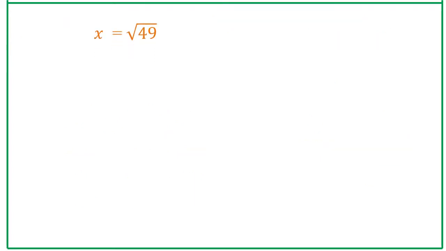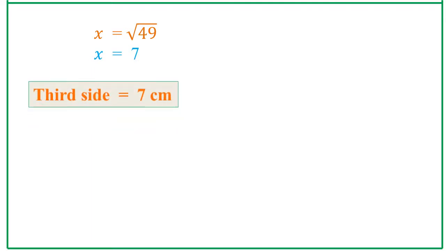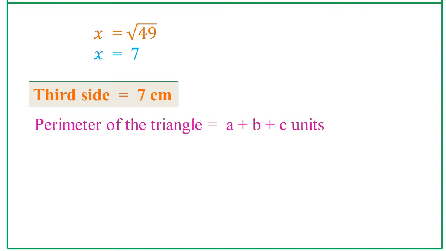X squared equal to 49, therefore x equal to root of 49. Root of 49 means 7 sevens are 49, therefore x equal to 7. Third side equal to 7 centimeter. Then find perimeter of the triangle.